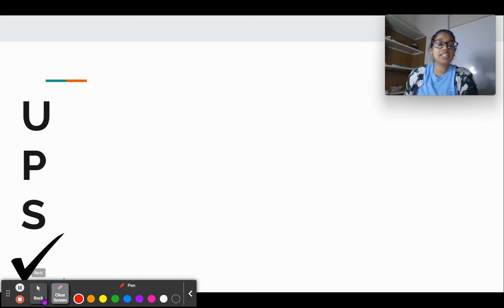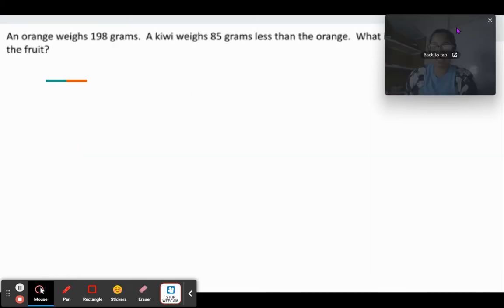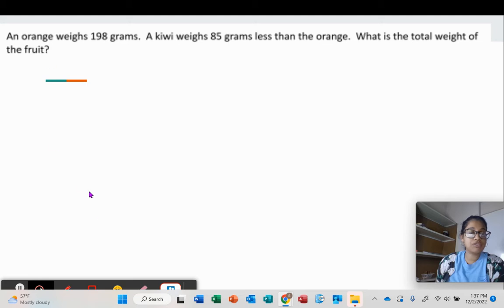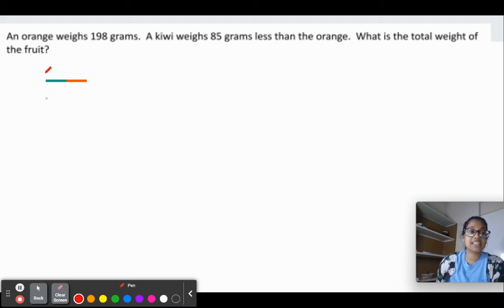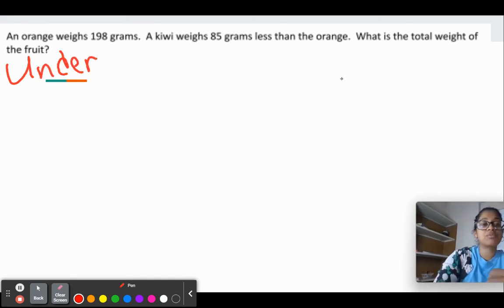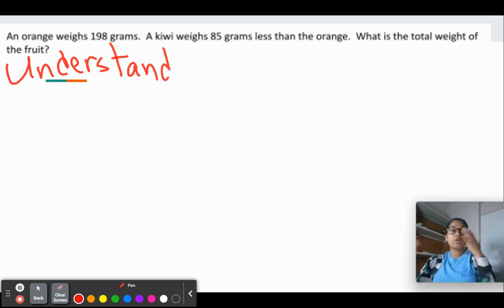Okay, now let's go ahead and look at a word problem to begin with. So we have this word problem over here. And it says an orange weighs 198 grams. A kiwi weighs 85 grams less than the orange. What is the total weight of the fruit? And so for this, we are going to do the U part of our UPS check, which means we're going to try and understand this problem. That is all we're going to do today. We're not going to solve it. We're not going to make a plan. We're just trying to understand the problem.